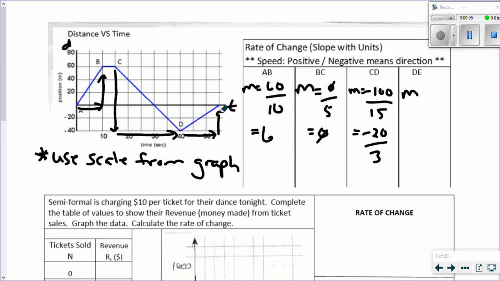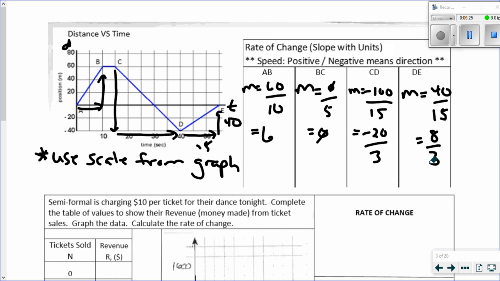So much easier when I copy. 40, so that's 15. That's 40. So it equals 40 over 15. What's that reduced to? Divide by 5, 8/3.